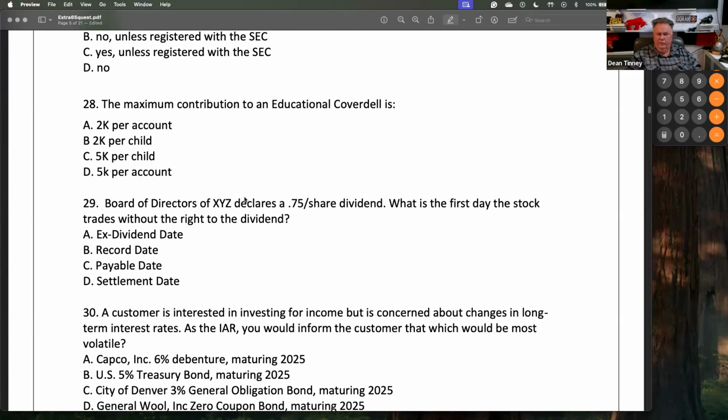28, the maximum contribution to an educational covered account is. I know it's 2000, but per account or per child? Yeah, good point.